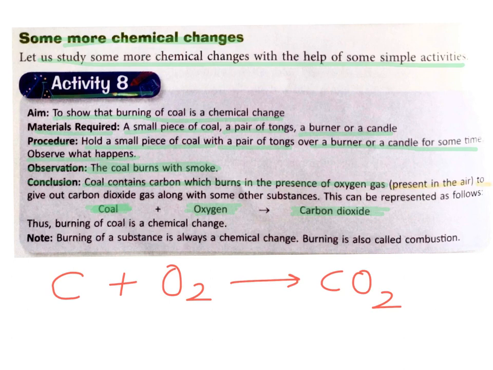Present in air to give out carbon dioxide gas along with some other substances. This can be represented as follows. Coal plus oxygen gives us carbon dioxide. Thus, burning of coal is a chemical change as a new substance is formed here and we can't reverse this process. Both the things indicate that this reaction is a chemical change.